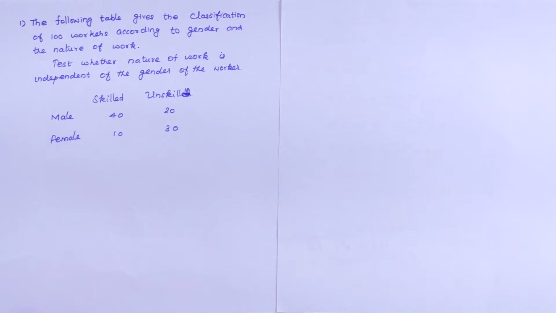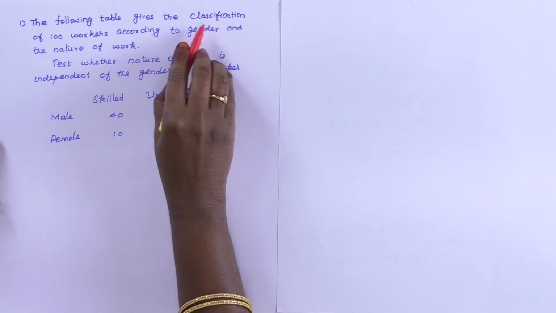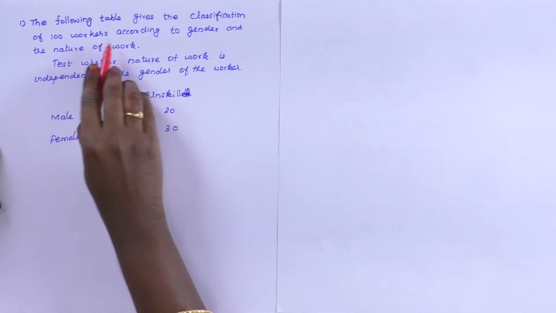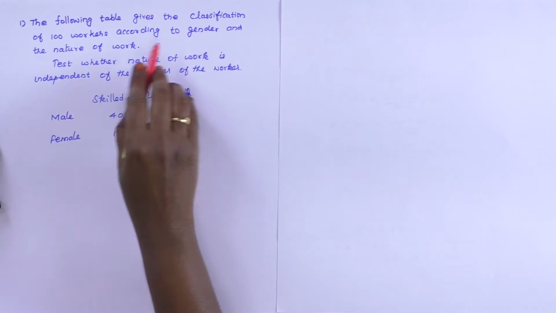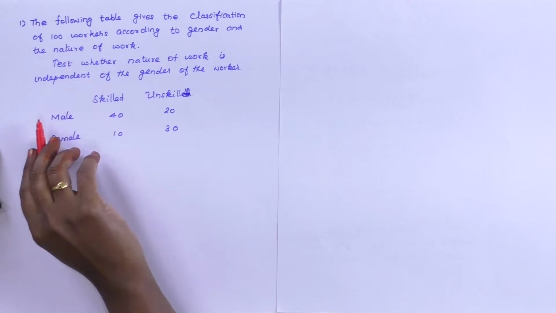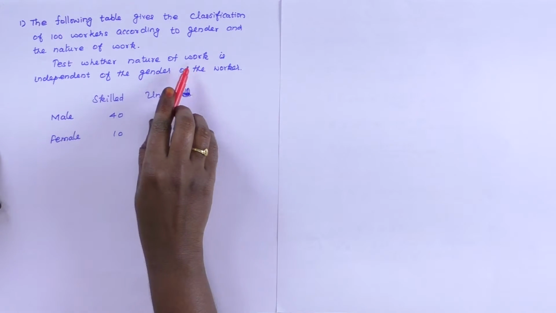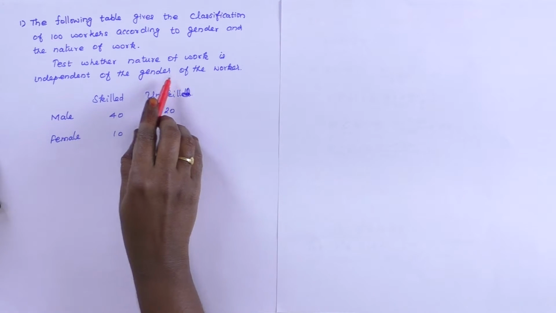Now we are going to solve some problems based on independence of attributes using the chi-square distribution. First problem: the following table gives the classification of 100 workers according to their gender and the nature of work. Test whether the nature of work is independent of the gender of the worker.